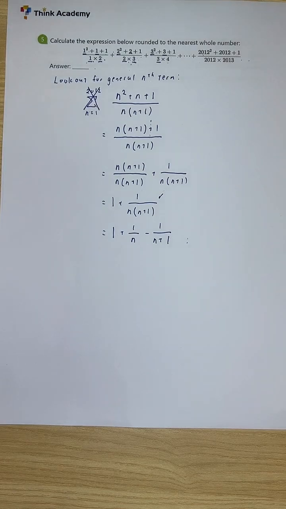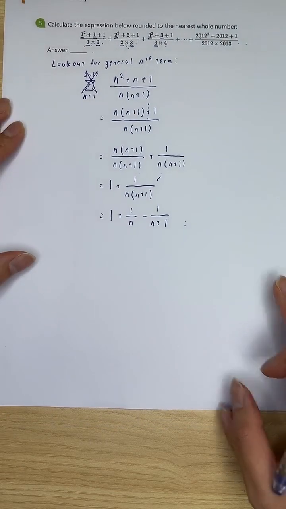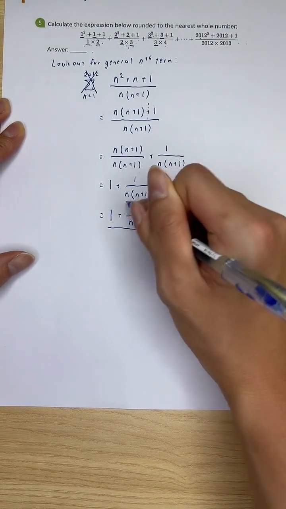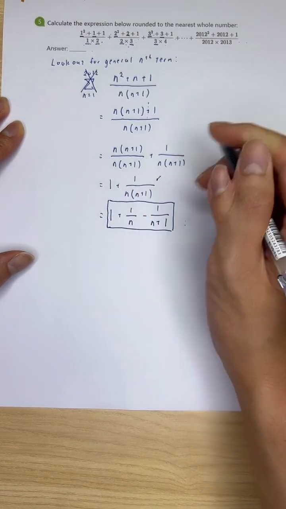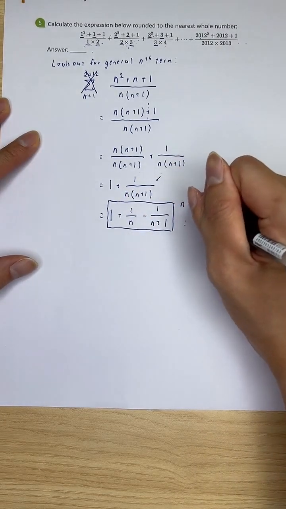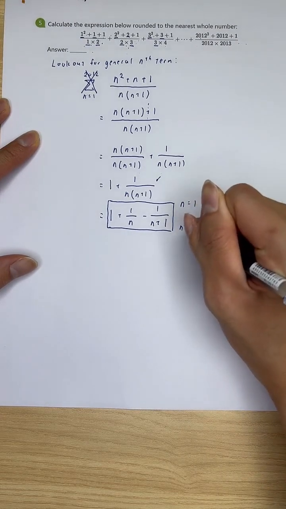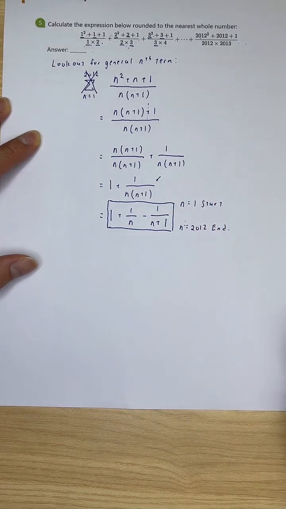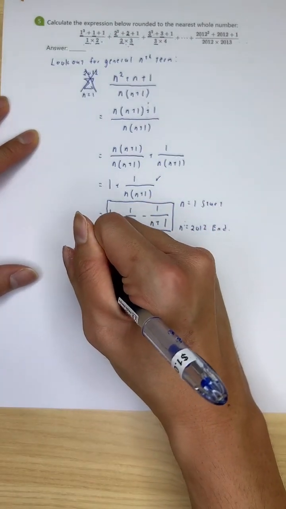So let's take a look at how we are going to apply this formula. We are going to calculate the sum now. n starts from 1, this is the start, all the way to n equal to 2012 at the end. So you need to find the sum. Let's do it up. We have n equal to 1.